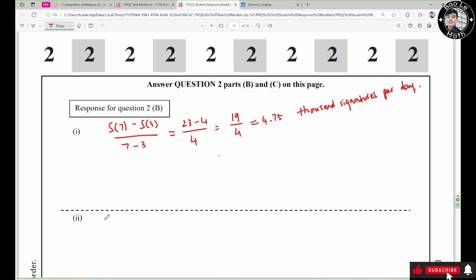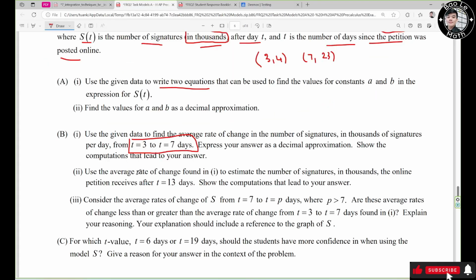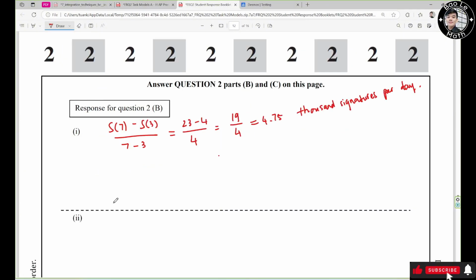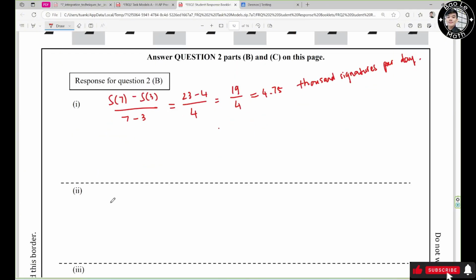Now question B2: Use the average rate of change found in part 1 to estimate the number of signatures, in thousands, the online petition received after t equals 13 days. So we're going to write the linear function in point-slope form. So we have y minus y1 equals m times t minus t1. Now I'm going to pick the point (3, 4), so I'm going to substitute over here, it's going to be t1 and this is y1.